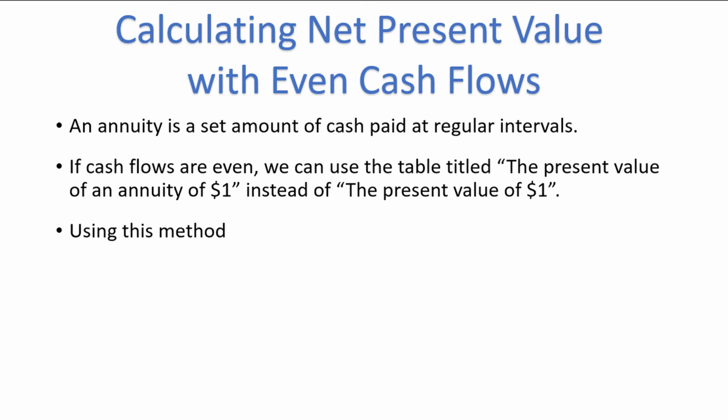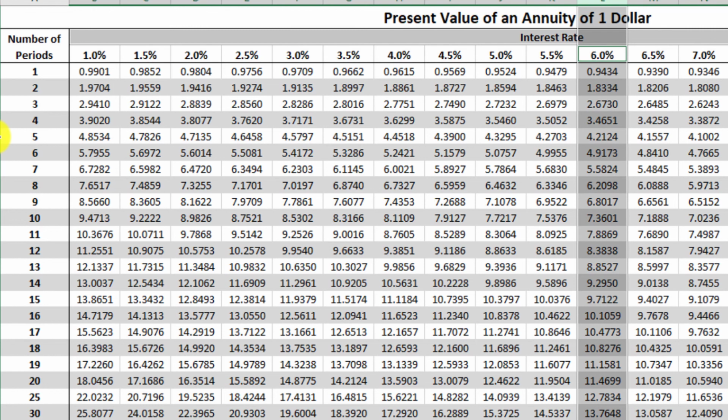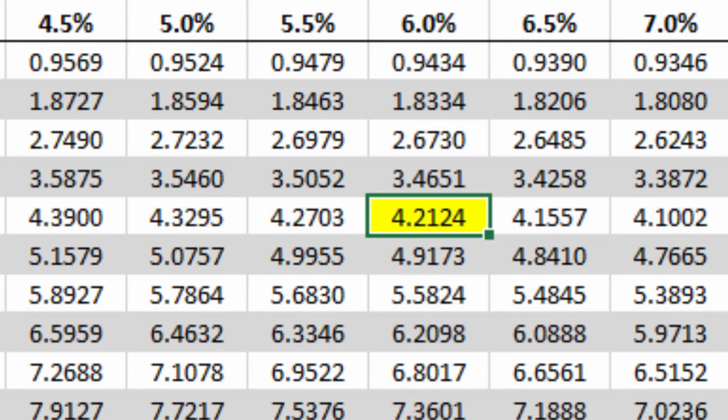If the cash flows are even and you use this method, we only need to use one table factor instead of 5 as we did just a minute ago. Glancing at the present value of the annuity of $1 table, we see that it looks very similar to the present value of $1 table. We still have the number of periods, which will represent the number of years, as the rows, and we have the interest rate as the column. This time we only need to find one table factor instead of 5. We need the intersection of 6% and 5 years, which we see is right here, 4.2124.